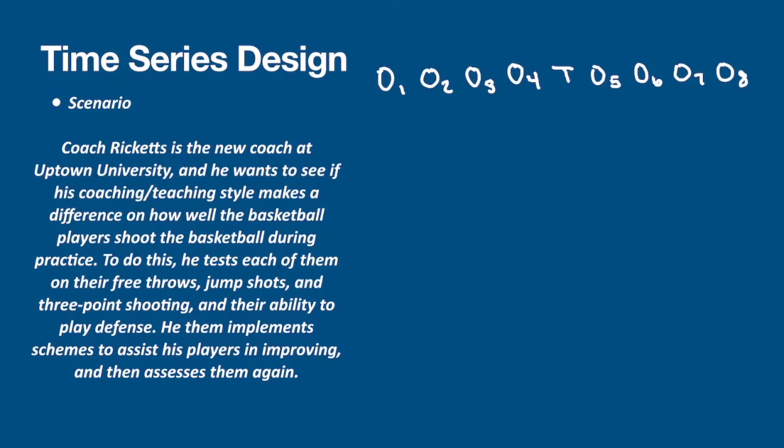So let's look at our scenario and see if we can make sense of what's taking place. Coach Ricketts is the new coach at Uptown University, and he wants to see if his coaching and/or teaching style makes a difference on how well the basketball players shoot the basketball during practice. To do this, he tests each of them on their free throws, jump shots, three-point shooting, and their ability to play defense. He then implements schemes to assist his players in improving and then assesses them again.